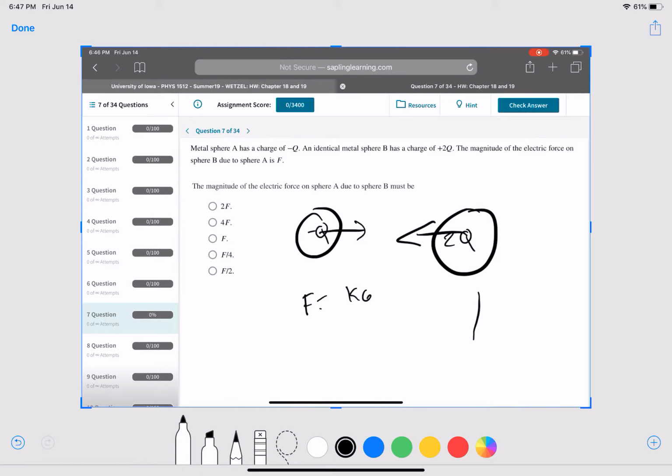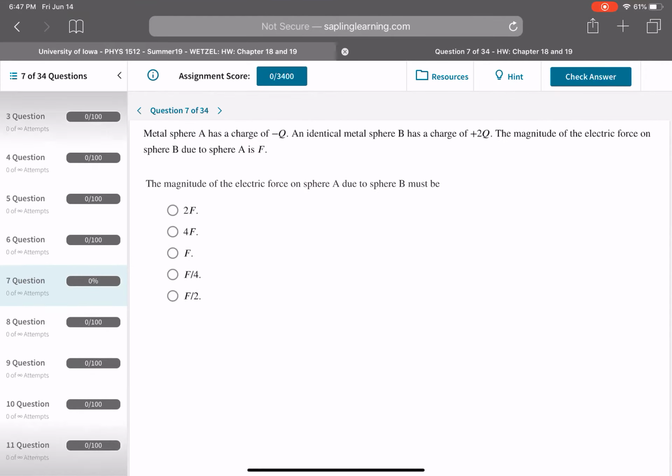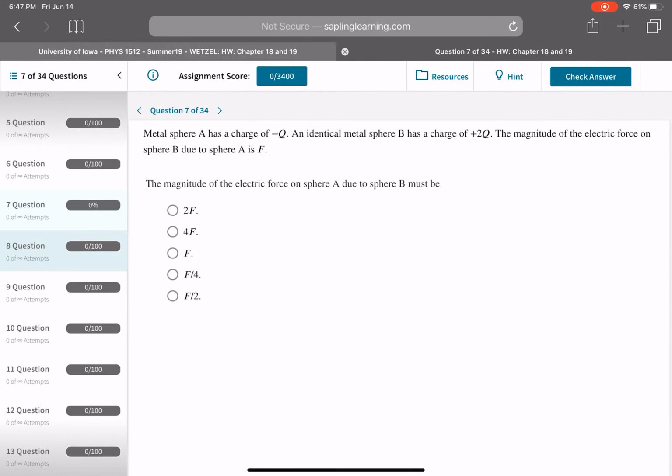F is kQ1Q2 over R squared. Does it matter where you put Q1 or Q2? No. And Newton's third law says for every action there's an equal and opposite reaction. So if the force from one on the other is F, the force from the other on the one must also be the same magnitude. Equal and opposite reaction.